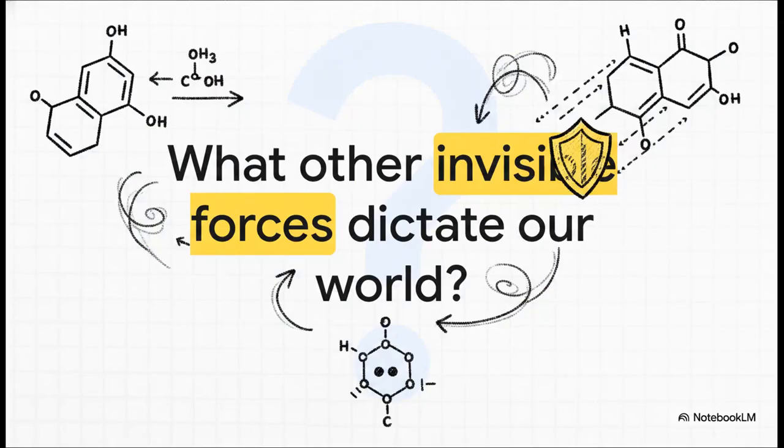All of this leaves us with a really fascinating realization about the microscopic rules governing our universe. From an external environment forcing an elimination reaction, to a benzene ring acting as an impenetrable shield, to a single lone pair of electrons, to finding whether something is an acid or a base, structure truly is destiny. If these invisible tugs of war are happening right now at the molecular level, what other hidden forces do you think are dictating the physical world around us? It's definitely something to think about.